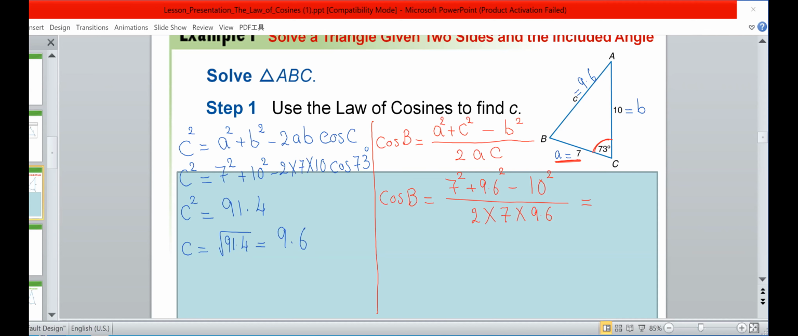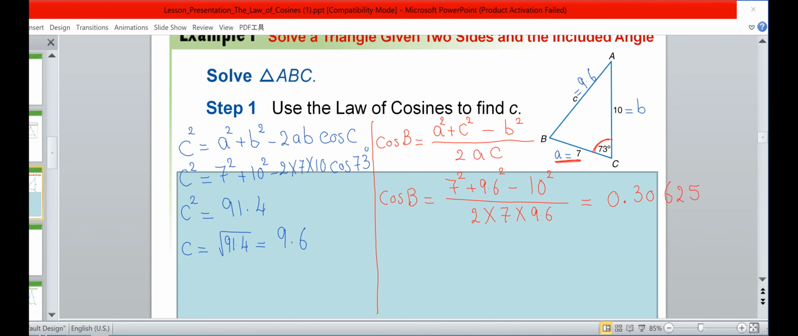So I just make 7 power 2, and then plus 9.6 power 2, minus 10 power 2, over 2 times 7 times 9.6. Equals what? It equals 0.3625. This is the measure of the angle B?